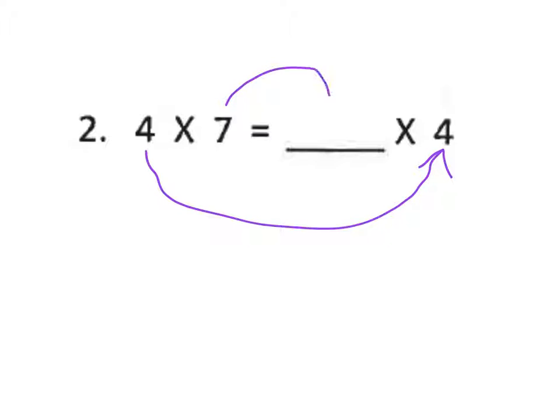So I see that the 7 is missing. So 4 times 7 is the same thing as saying 7 times 4.